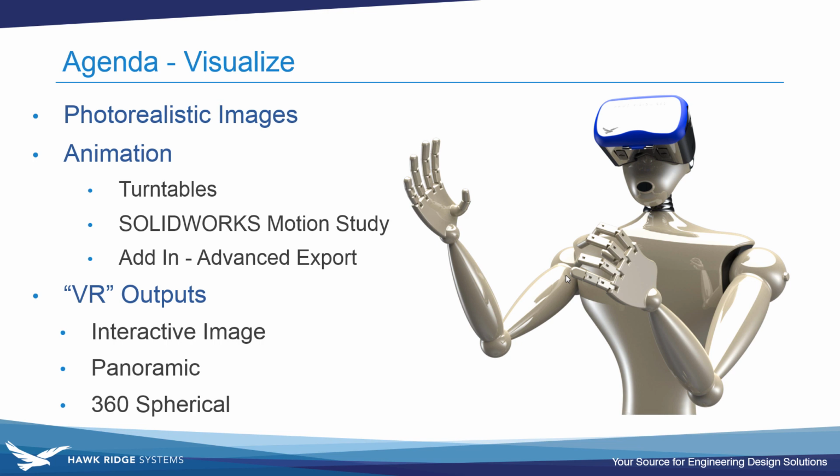Once I get done with that, we're going to talk about virtual reality outputs. And we're going to discuss three main things: interactive image, panoramic, and 360 spherical images.